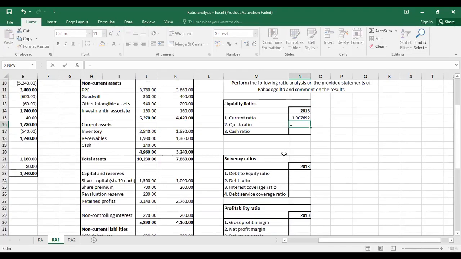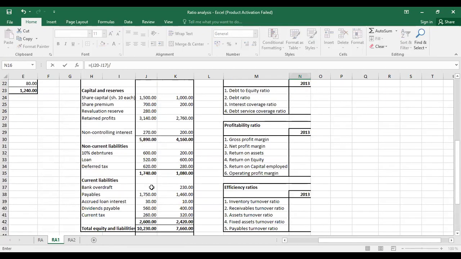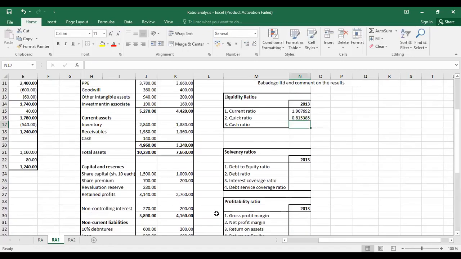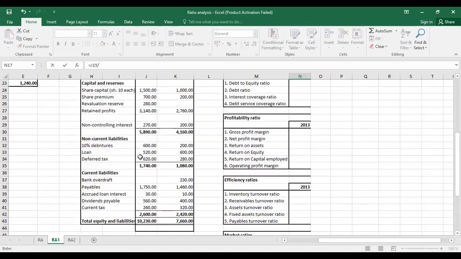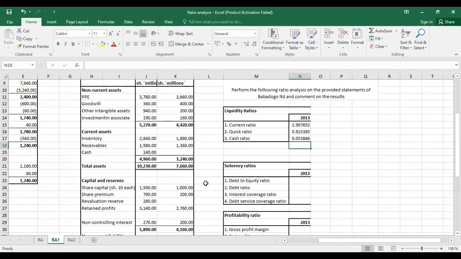As simple as that. Quick ratio: you open your brackets. This one will be fast a little bit. So current assets minus inventory, divided by current liabilities. Cash ratio: cash and cash equivalent, we only have cash, divided by current liabilities. Then the three I'll do this way. I do Alt H BT to enclose them.